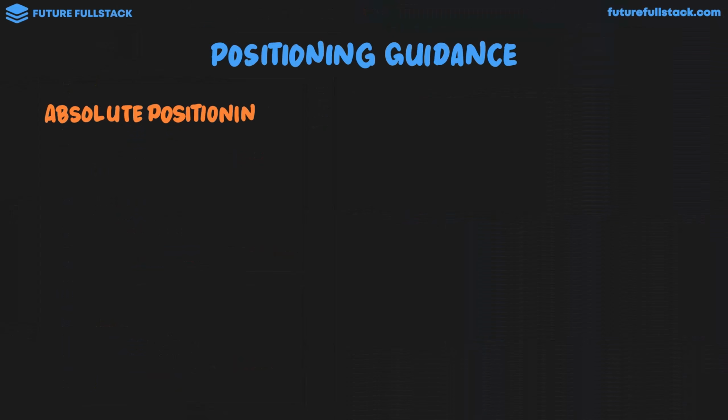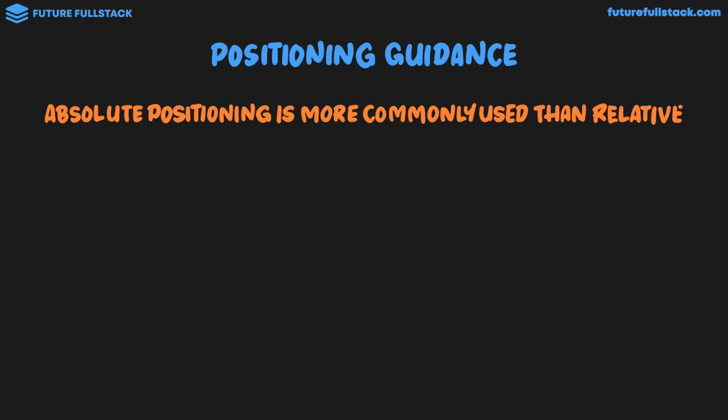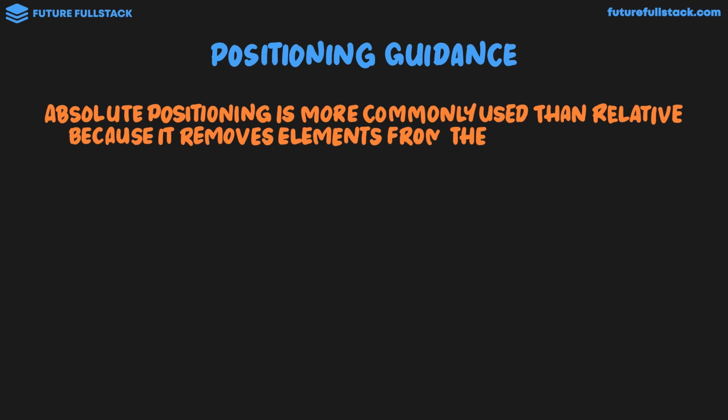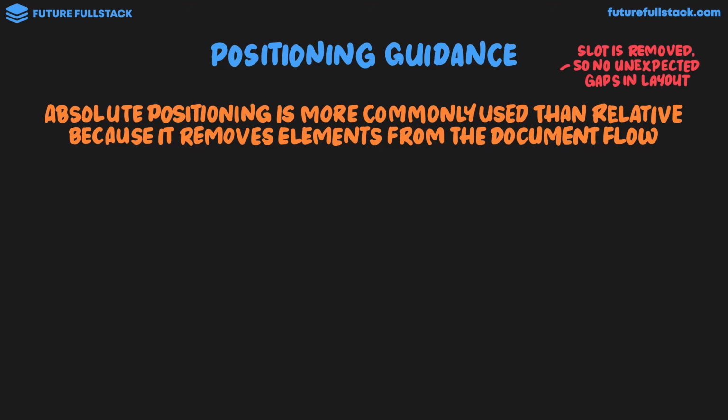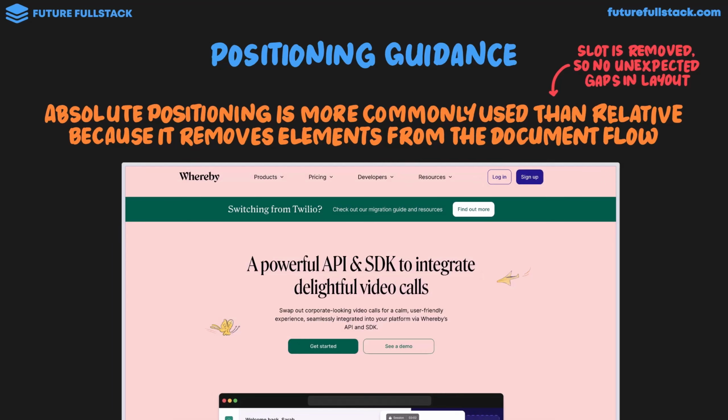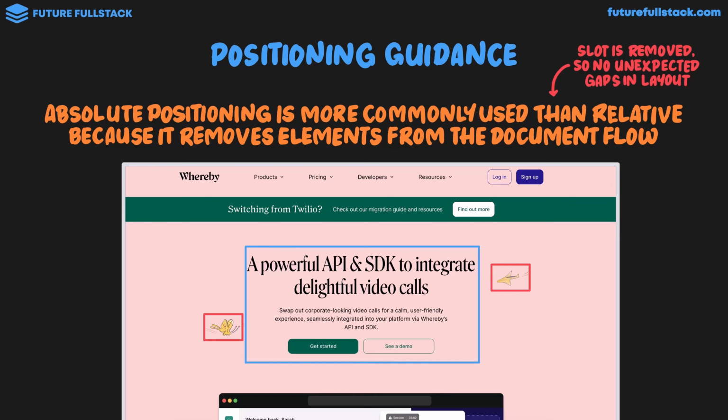Absolute positioning is more commonly used than relative positioning because it removes elements from the document flow. This is preferred because the slot is removed, so there's no unexpected gaps in the layout. Looking at an example, we have this container over here, and we have these visual elements which would have the property position absolute and be positioned relative to the parent container. That is, the blue div.